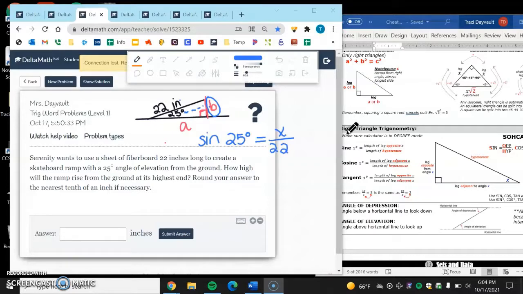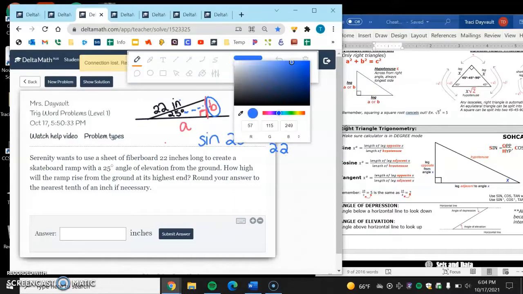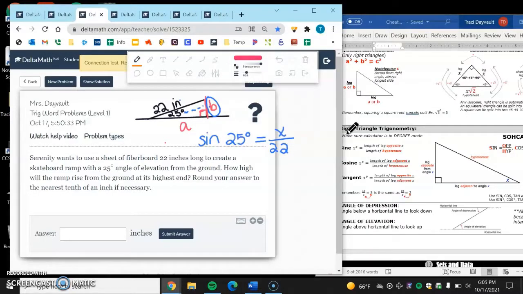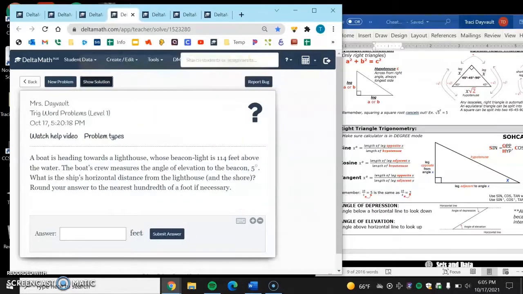Sine of the angle measure, which is 25 degrees, equals the opposite over the hypotenuse. And then to solve for x, what could I do? I would just multiply by 22 on both sides. Then you have what you can type into the calculator. 22 times the sine of 25 degrees is going to give me the length of this leg here. You would need to round to the nearest tenth. Okay, let's look at some more examples.